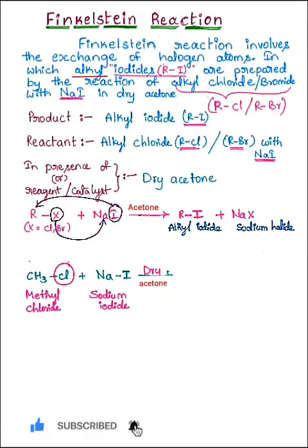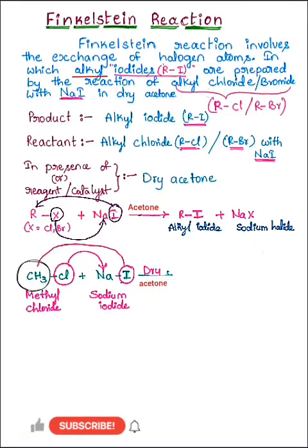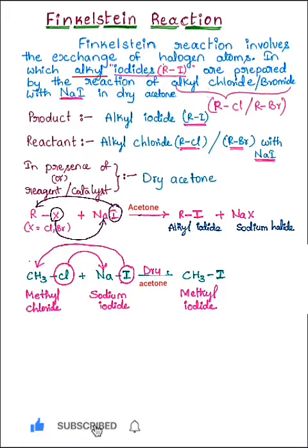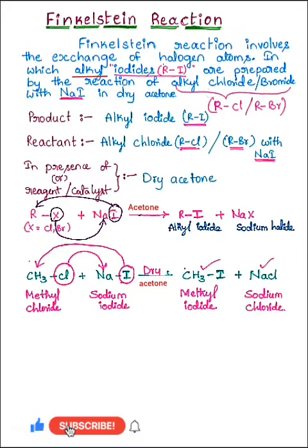That means this chlorine is going to combine with sodium, and the remaining methyl group is going to combine with iodine and form methyl iodide as our product. This methyl iodide is nothing but an alkyl iodide. It is an example of an alkyl iodide. So we got our final product, alkyl iodide, that is methyl iodide. And the remaining sodium and chlorine combine together and form sodium chloride. That is our byproduct.